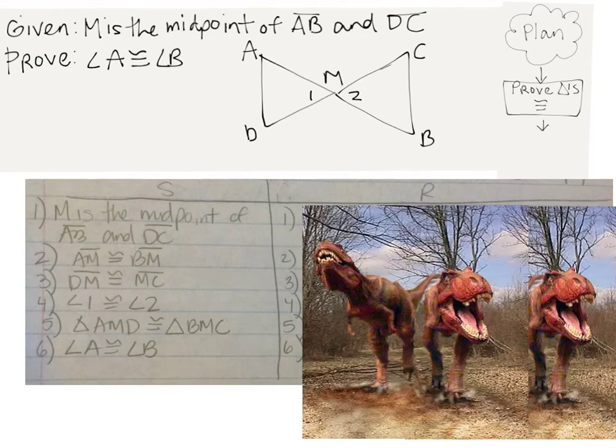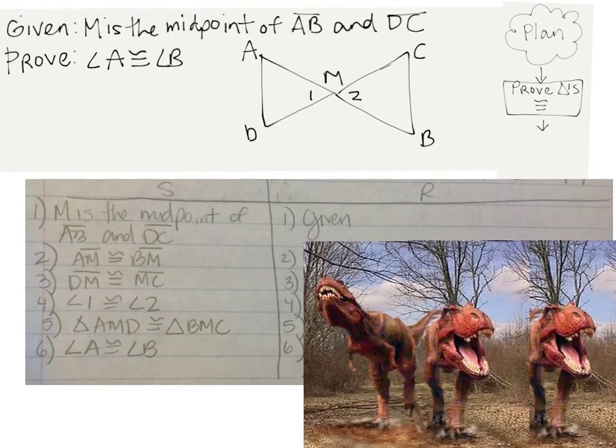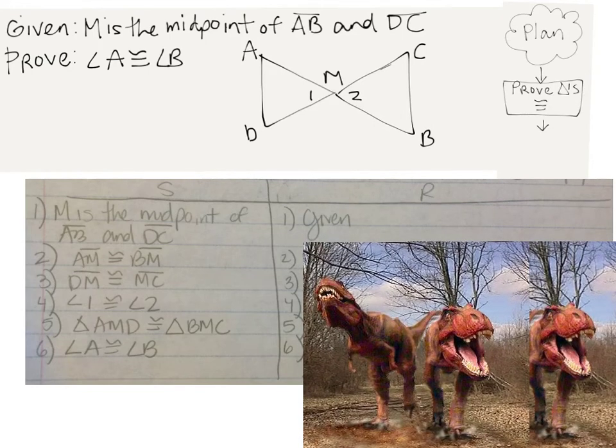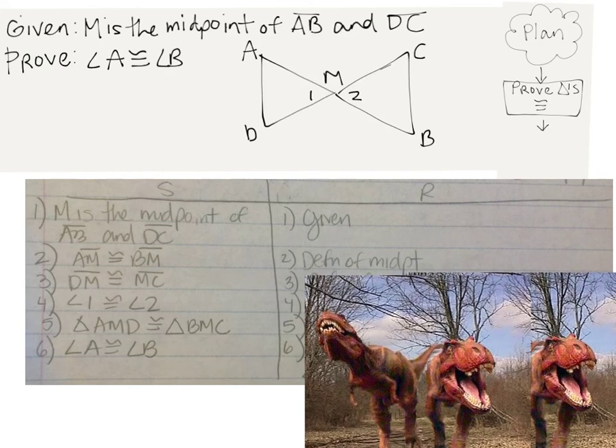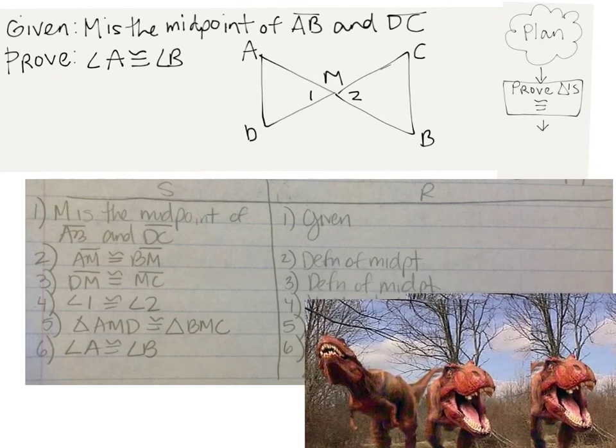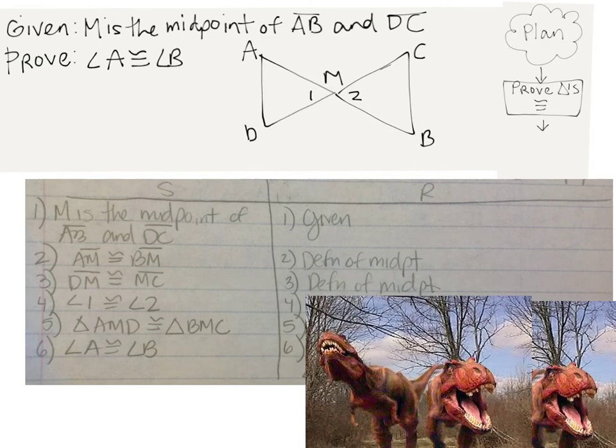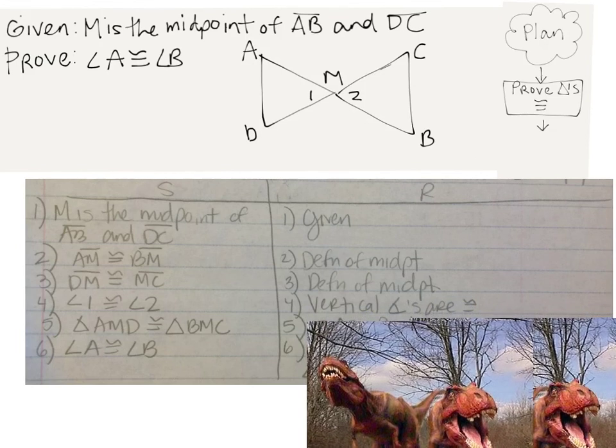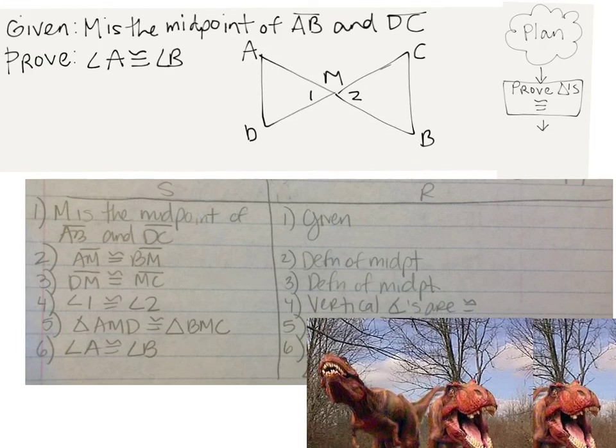All right, let's check this out. Obviously, the first reason is given. We're going to move those T-Rexes out of the way. Now, why is AM congruent to BM? Why is DM congruent to MC? Well, because M was the midpoint. Because we know what the definition of a midpoint is. So you should have copied that down twice. The definition of the midpoint came twice. Why was angle 1 congruent to angle 2? Because vertical angles are congruent.